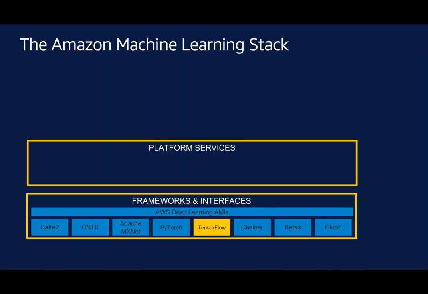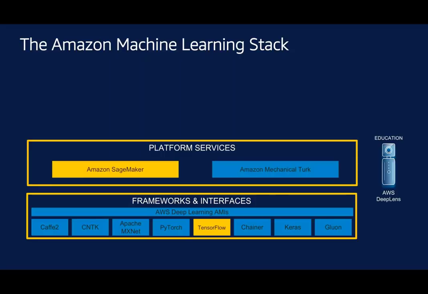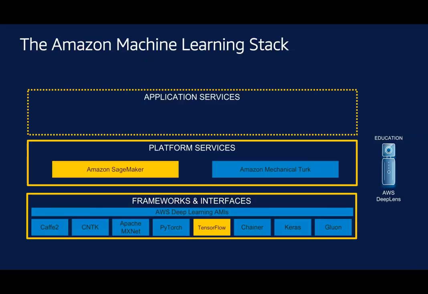Secondly, there are platform services, and there are a couple of them. Amazon Mechanical Turk has been around for a while. It's being used by a lot of our customers for labeling training data, for generating training data. And Amazon SageMaker is the service that we're going to be using today. It brings a huge improvement over just using the Deep Learning AMI, and we'll look into how it makes that possible. And on top of all of this are our application services.